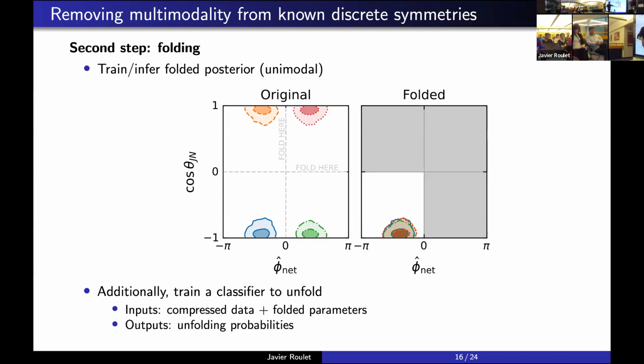So now you train the normalizing flow to predict this one. And it should hopefully be easier to describe. But still, you're interested in the original one. Remember, the symmetry is not exact, so you cannot just undo it. Or rather, to undo it, you need to train a classifier, and we do this. A classifier that, given the data and the value of the folded parameter, predicts where it should go.